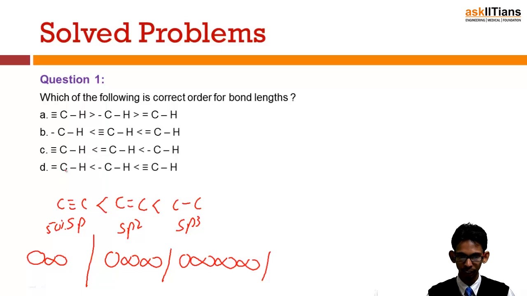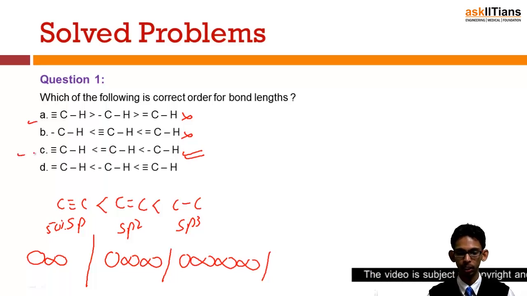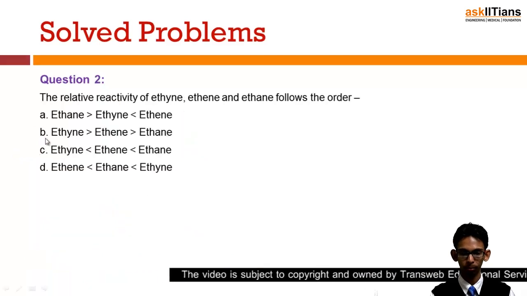So the correct order is, the longest one would be the carbon-carbon single bond. Which option has this? This is not the correct option. This is also not the correct option, and the correct option is this, C. This is the longest one, then the carbon-carbon double bond is smaller, then the smallest is the carbon-carbon triple bond. So the correct option is C.